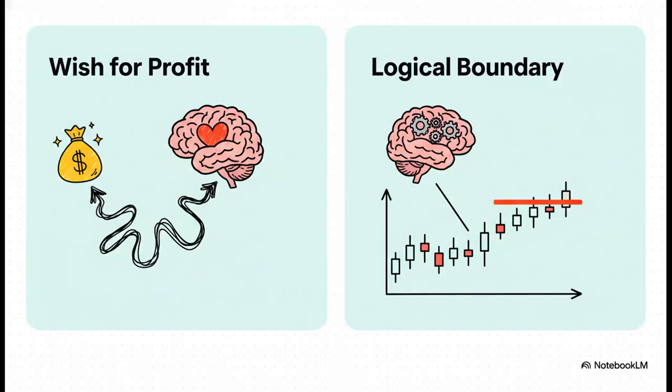And this slide really lays out the two paths you can take. On one side, you've got the wish for profit. This is all based on emotion, on greed. The question here is, how much can I make? But on the other side, we have the logical boundary. This is based purely on market structure, and it asks a totally different question. Where does this trade logically end? This is objective, and it is the only path forward.